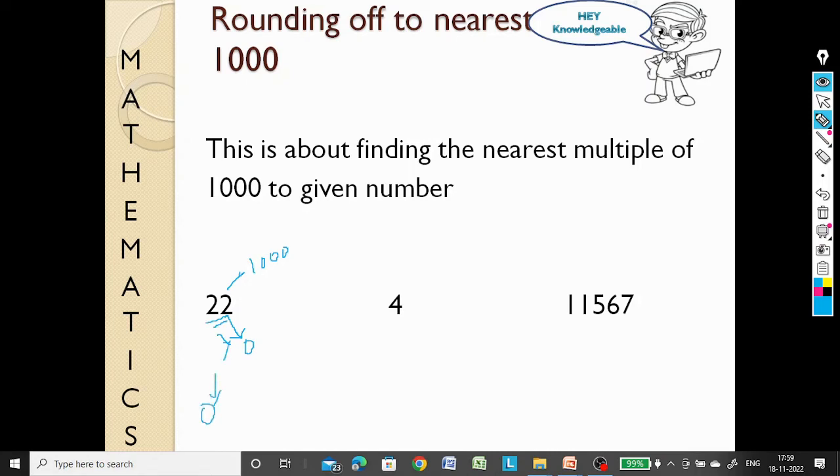If you talk about 4, the multiple of 1000 just above 4 is 1000, and just below 4 is 0, and since 4 is nearer to 0, it will be rounded off to 0. If you talk about 11,567, the multiple of 1000 just above this number is 12,000, and just below is 11,000. This number is nearer to 12,000, so it will be rounded off to 12,000.